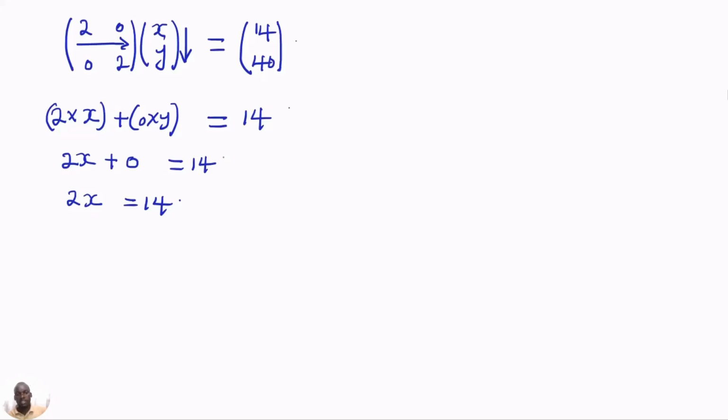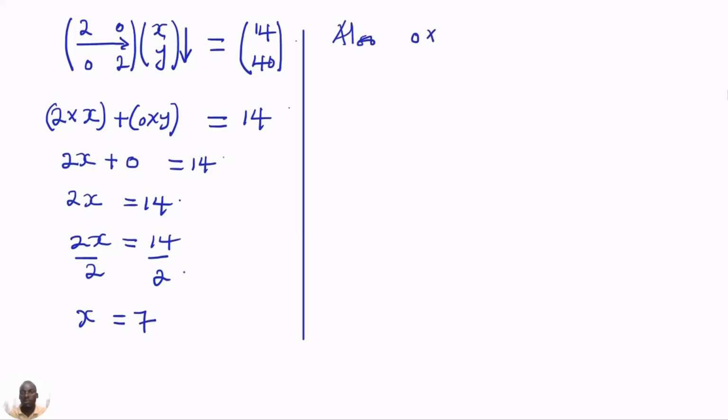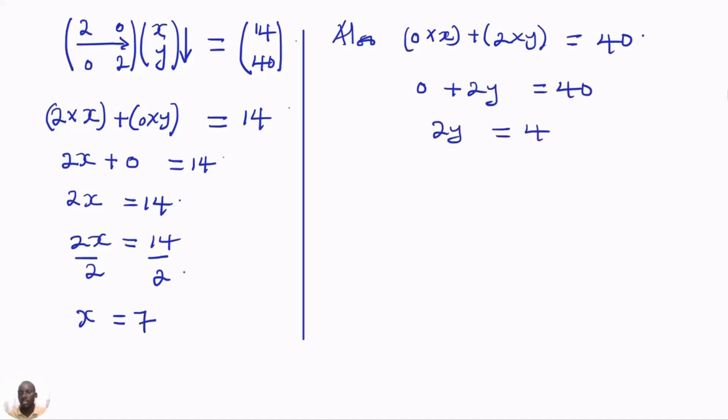To get the value of x, we are going to divide through by 2 on both sides. Our x value is coming to be 7. Also, the 0 multiplied by x plus the 2 multiplied by y equals to 40. So in here we have 0 plus the 2y equals to 40. We remain with 2y equaling to 40. Then to get the value of y, we are going to simply divide it through by 2 on both sides. So our value of y is now coming to be 20.